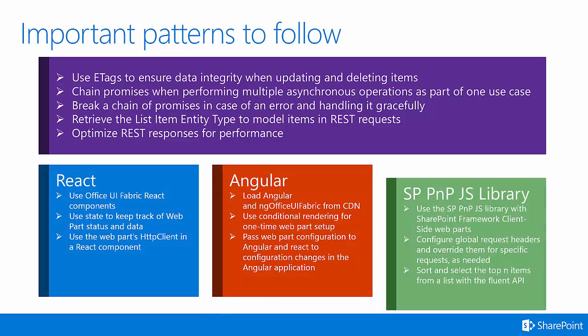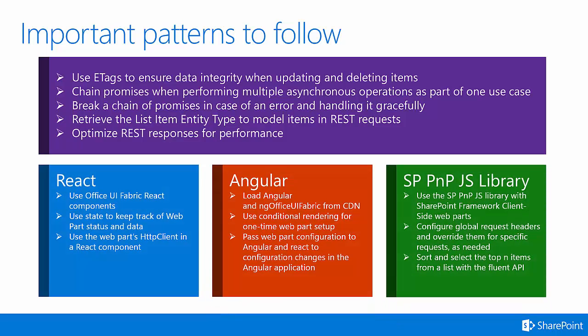Here are some important patterns to keep in mind as you do these things. Use e-tags to ensure your data integrity when you are updating and deleting SharePoint list items. You don't have to worry about that with mock data. Chain promises when you're performing multiple asynchronous operations as part of one use case. You can see how we did that in the previous slides and in the code associated with this module.